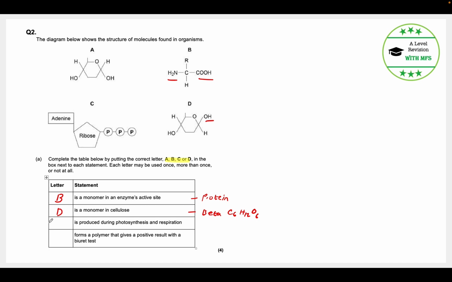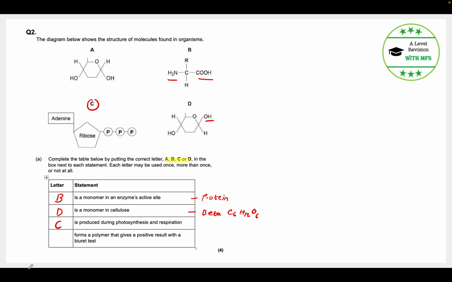Now the third one is produced during photosynthesis and respiration. So what is produced in photosynthesis and respiration? So if we have a look there, we know that it's going to be C, because this one has an adenine, ribose and 3 phosphates, ATP. Okay, so we know that energy is released in respiration and energy is used in photosynthesis. So we know that this one is going to be C.